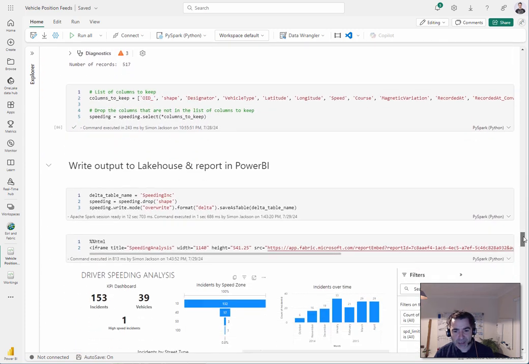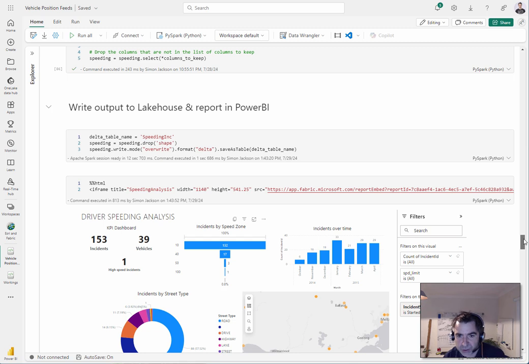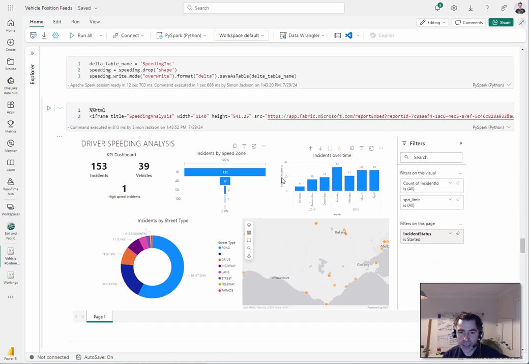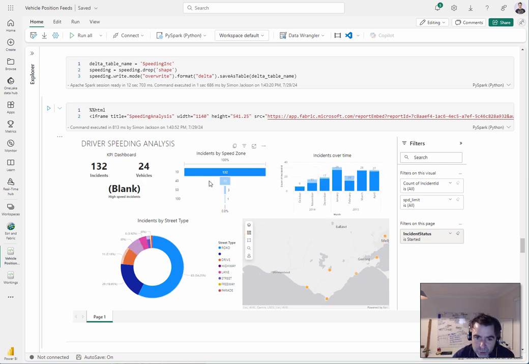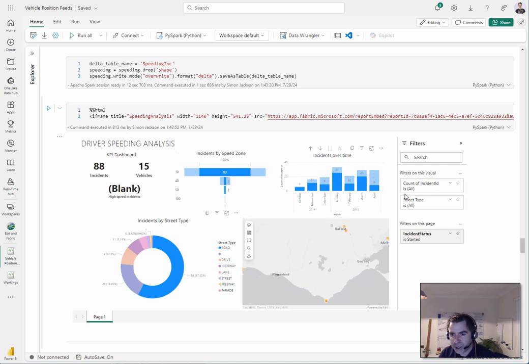From there, we can output that into a data warehouse or wherever you like and report upon it in Power BI. This is a very simple one to show that the majority of these incidents are happening on the fire roads, and there's a lot of road segments that are actually marked as 10, but a lot of people don't always respect that and go above that limit. We can also see the different type of street type, the majority being roads, also a little map of where they are and showing it over time.